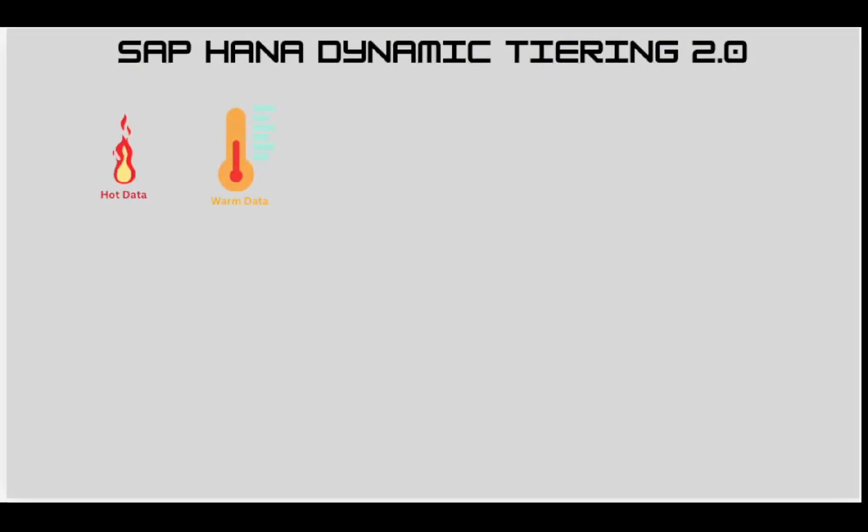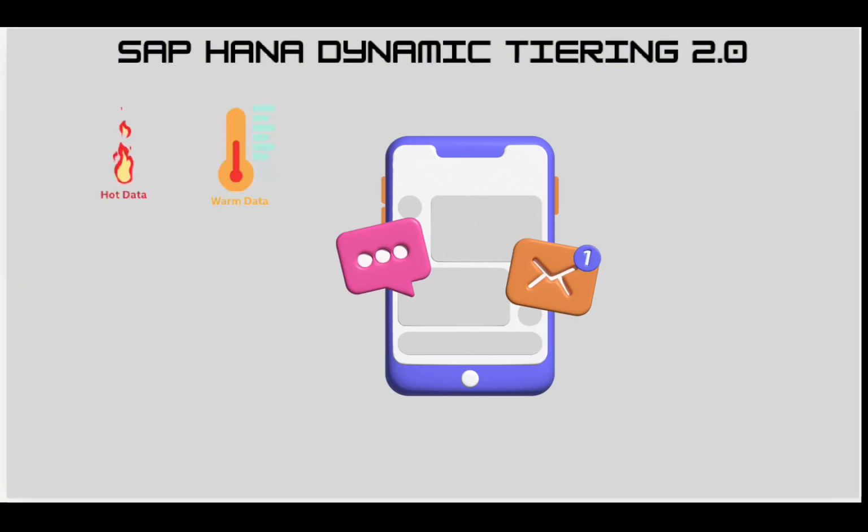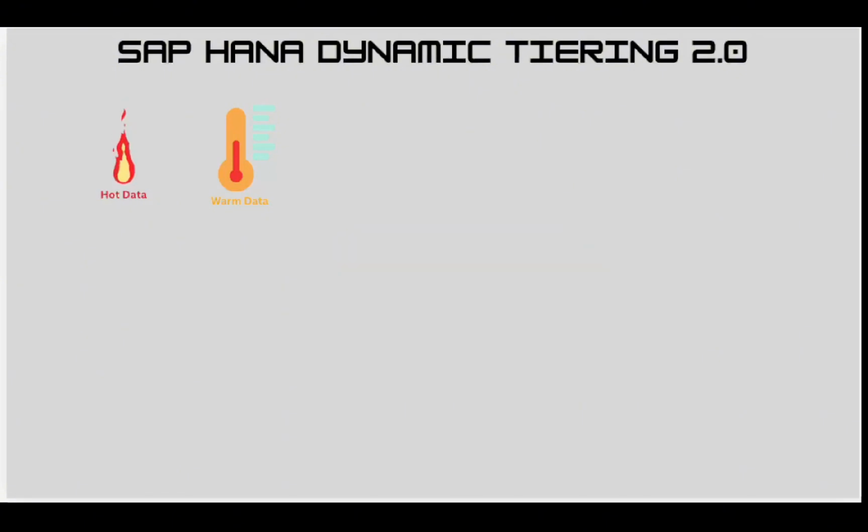So imagine hot data is like that important text from your friend you have been waiting for. You're checking it frequently. In the world of SAP HANA, this kind of data is stored in memory, meaning it's lightning fast and used all the time. Hot data is basically the VIP of storage.